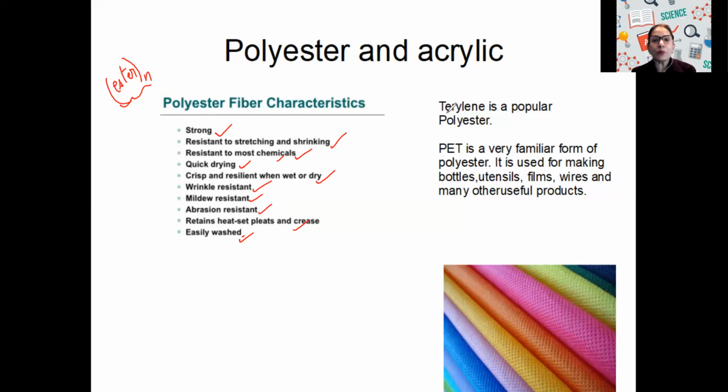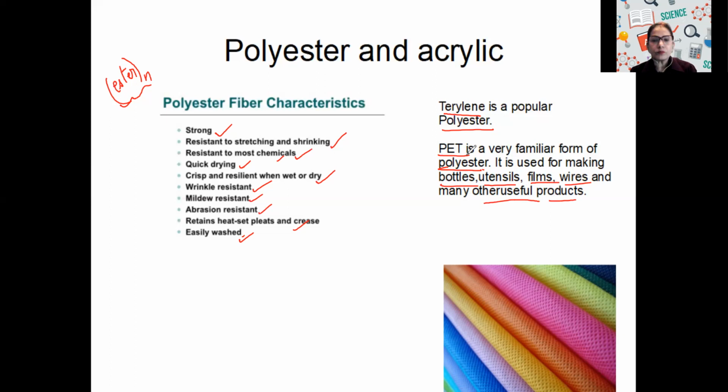So terylene is a popular polyester. If you go to the cloth stores next time, you ask them to show the fabric of terylene. Okay, so that is a polyester. Terylene is a polyester, and PET is a very familiar form of polyester. It is used for making bottles, utensils, films, wires, and many other useful products.